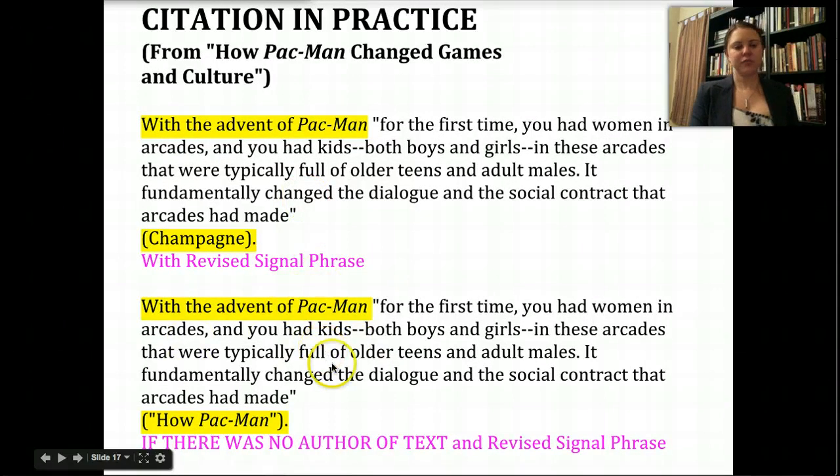On this one, okay, let's say there is no author of the text, okay? So let's say we don't know who wrote it. It wasn't Christine Champagne, okay? So then I would give the name of the article itself, and this is actually from "How Pac-Man Changed Games and Culture," okay? So I shortened it, "How Pac-Man." That's going to give us enough information. So when I go to the Works Cited page, I know that this is the full article, okay? Make sure you have a Works Cited page attached if you do this. Neither of these had page numbers, again, because they were from a website.